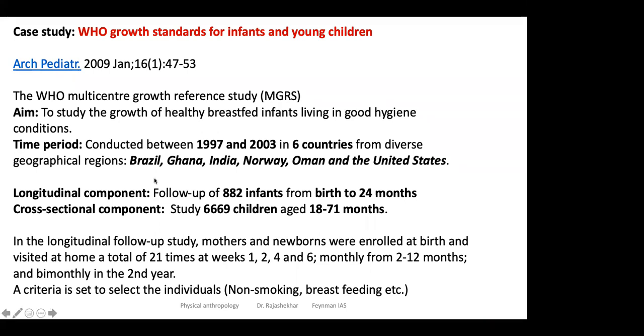And what are those countries? Brazil, Ghana, India, Norway, Oman, and US. They wanted countries representing different parts of the world. So they have a range of countries, starting with countries like Ghana and India in one category, and developed countries like Norway, Brazil, Oman, and the USA. So a range of countries. Six countries, what are they? Brazil, Ghana, India, Norway, Oman, and US.